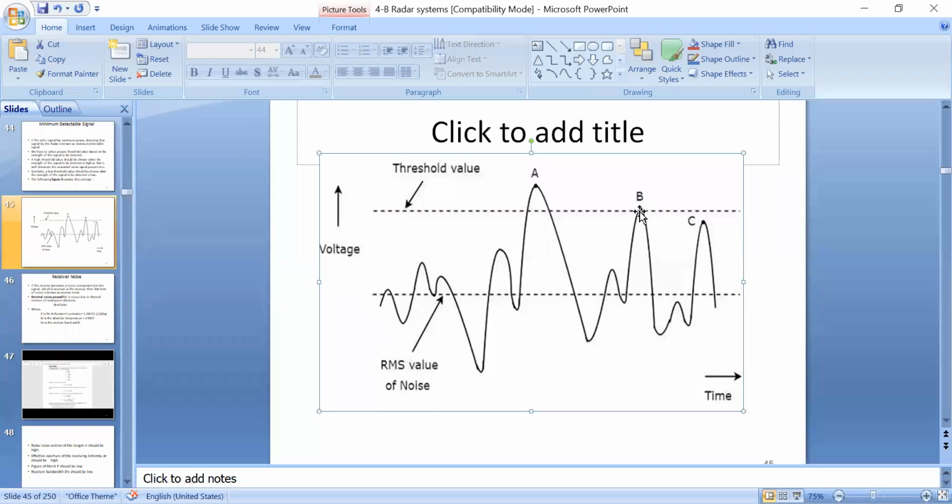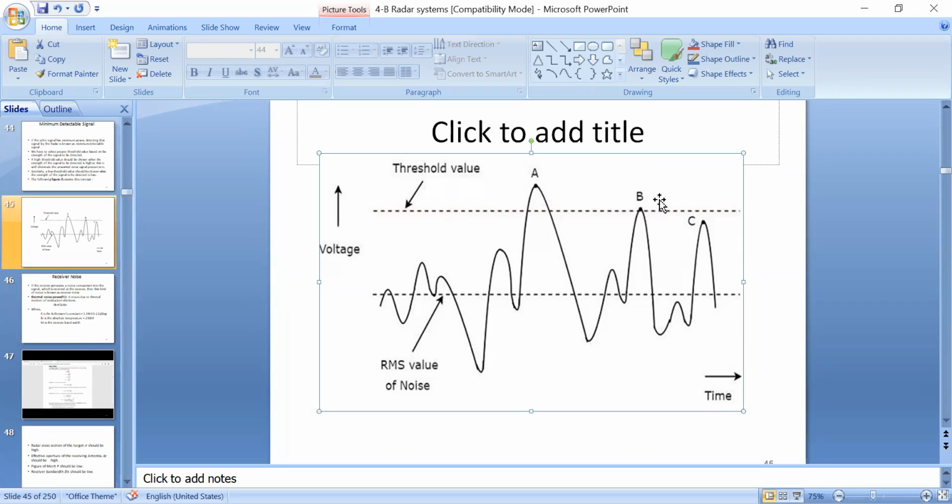It is equal to the threshold value. Okay, it is detected as target B. But actually it is not a target. Noise signal also reaches the threshold level in some cases, sometimes. But the radar system doesn't have intelligence. Whichever signal is crossing the threshold value, it takes that signal as a target.